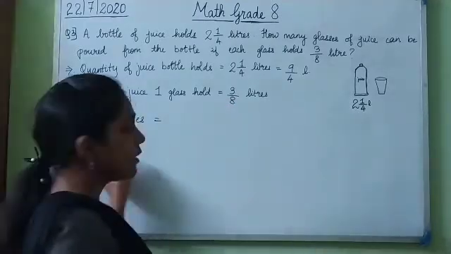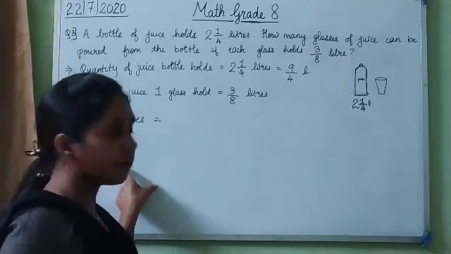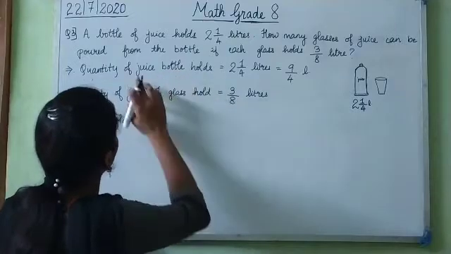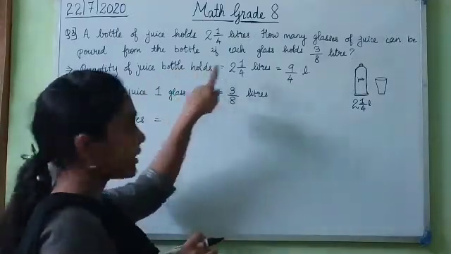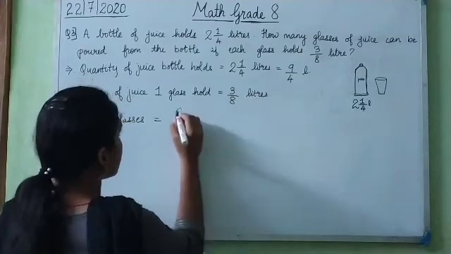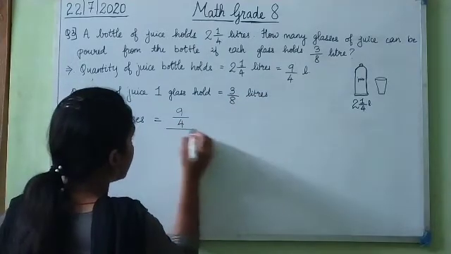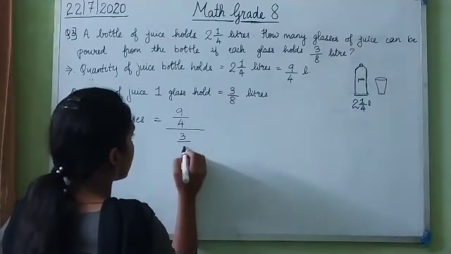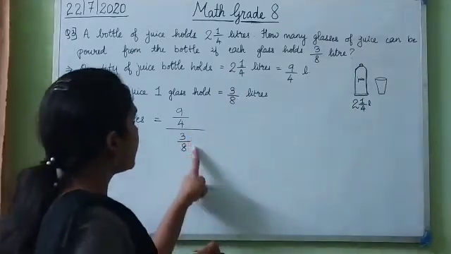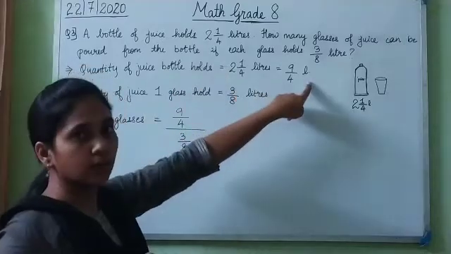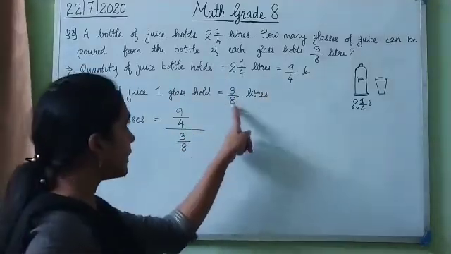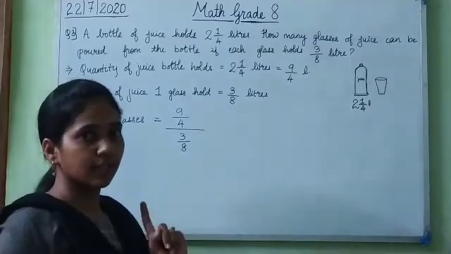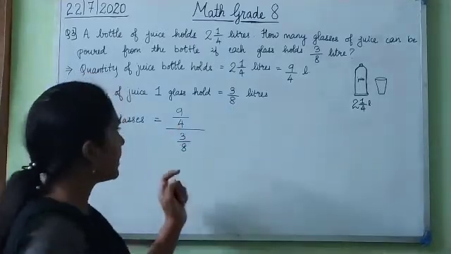Okay, so the formula to find how many glasses can be filled by the juice is quantity of juice the bottle holds, which is 9/4 liters, divided by 3/8. Okay, so this is the total quantity of juice divided by the quantity of juice which one glass can hold. Okay, so this is 9 by 4 divided by 3 by 8.